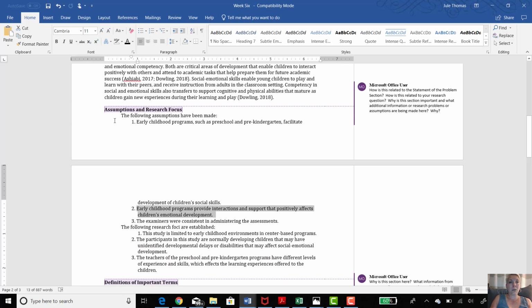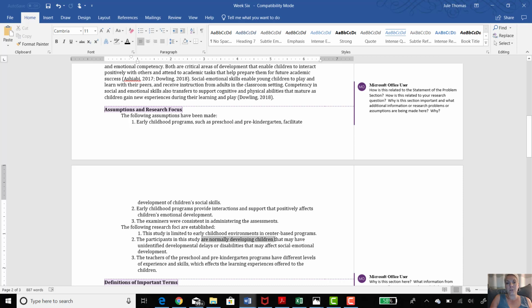Now, this is assumptions and the research focus. So the following research focus are established. This simply means I'm not going to talk about all the things that could be talked about with social emotional development and early childhood centered learning within 3 to 4-year-olds within a preschool and pre-kindergarten facility. So what I will do is say I'm going to limit my research to only these components, to early childhood environments and center-based programs.